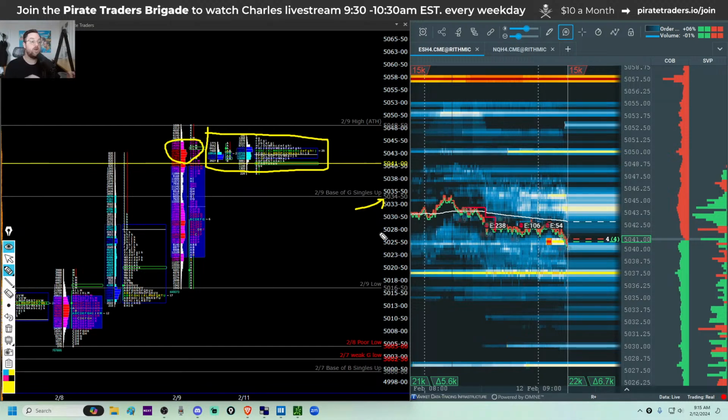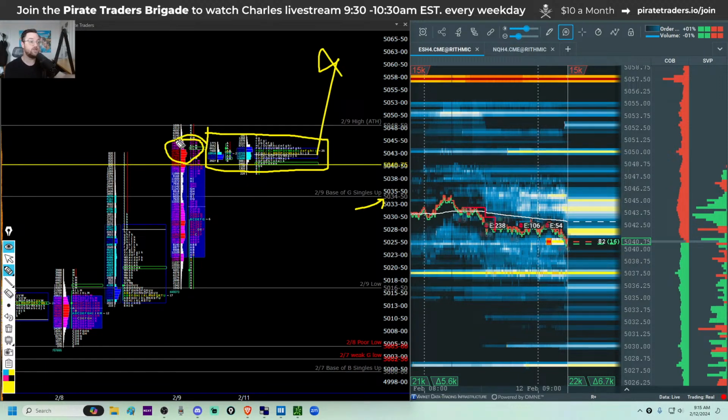Now, that doesn't mean the opening bell is going to ring and this thing is going to go straight to the moon. That's not what I'm saying. What I'm saying is it's going to chop. It's going to grind. Look at this. It chopped and ground at the end of the day yesterday. It chopped and ground all weekend. It's probably going to keep chopping and grinding this morning.